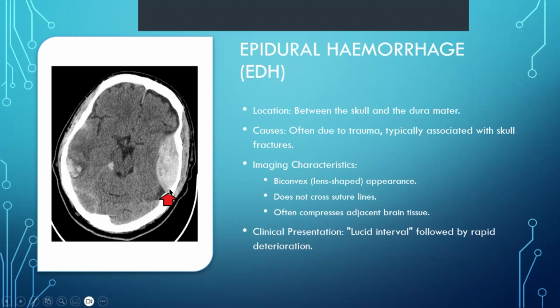Now, for those who find it difficult to remember the difference between epidural and subdural hemorrhages, epi simply means outside. So it's outside of the dura. So you remember that you've got your three layers of your meninges, all right?